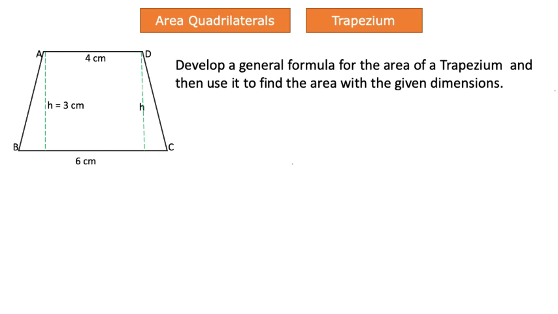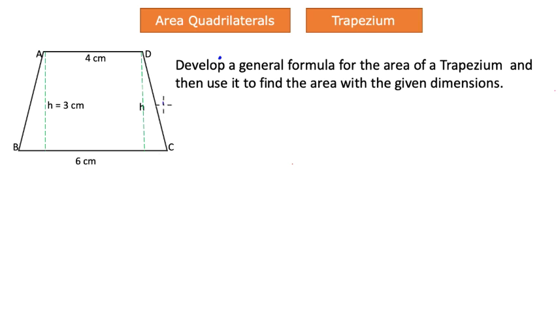We will follow the same method to calculate the area of this shape, which is a trapezium in this case. Our task is to develop a general formula for the area of a trapezium and then use it to find the area with the given dimensions. This trapezium ABCD has the top dimension as 4 centimeters and the base dimension as 6 centimeters. These are the sides that are parallel to each other.